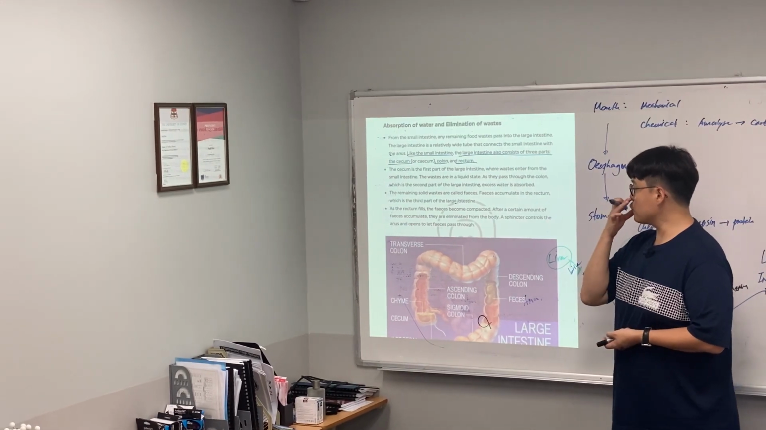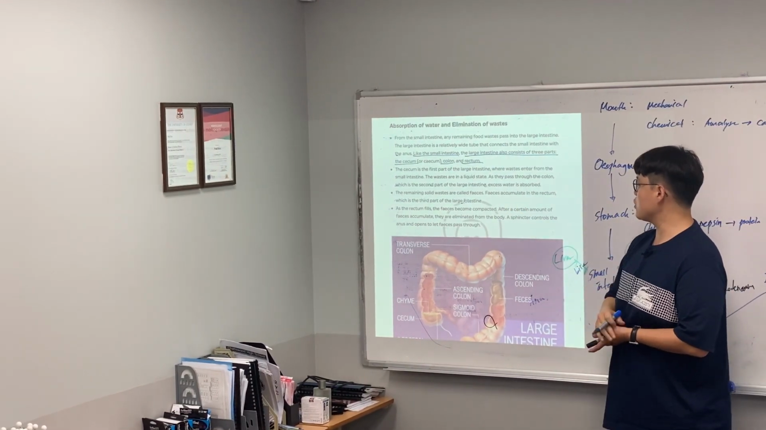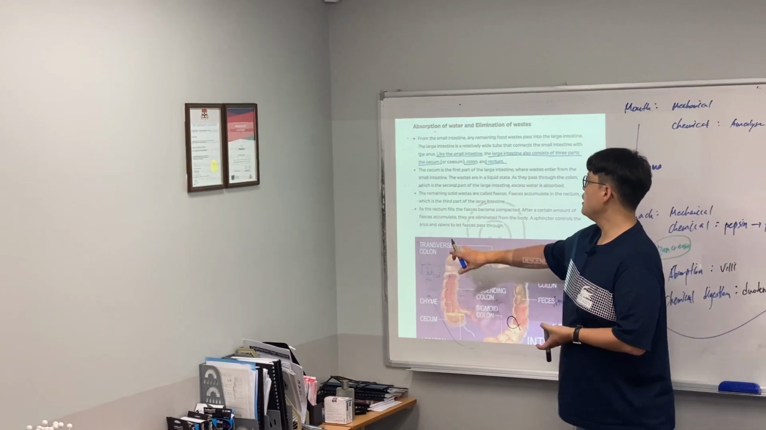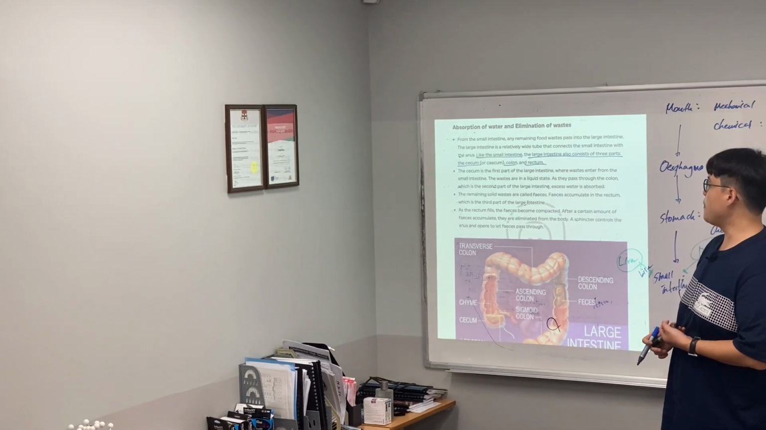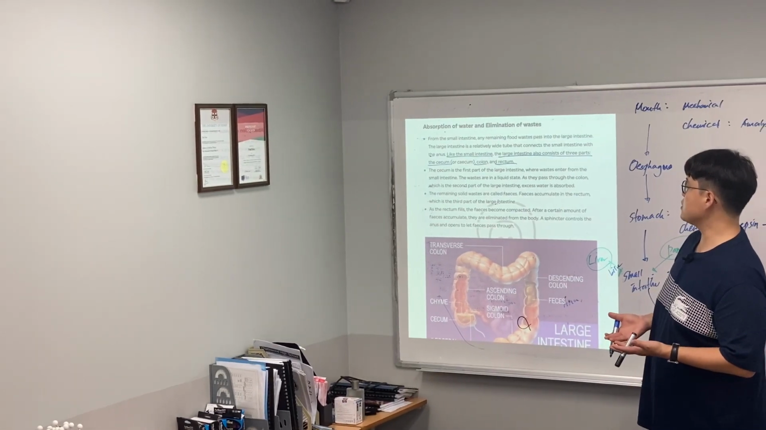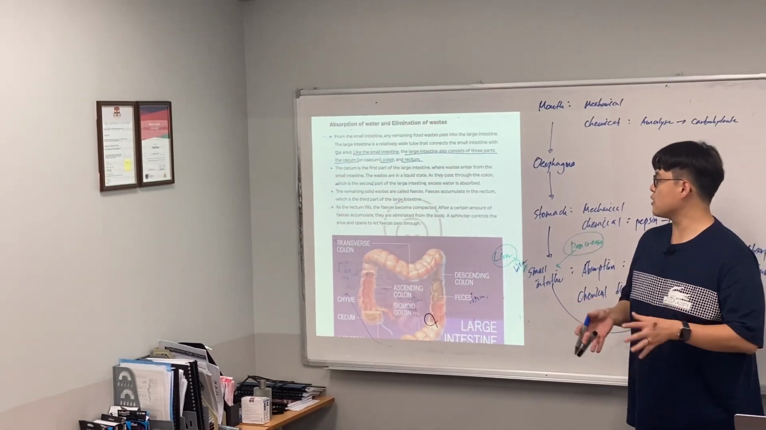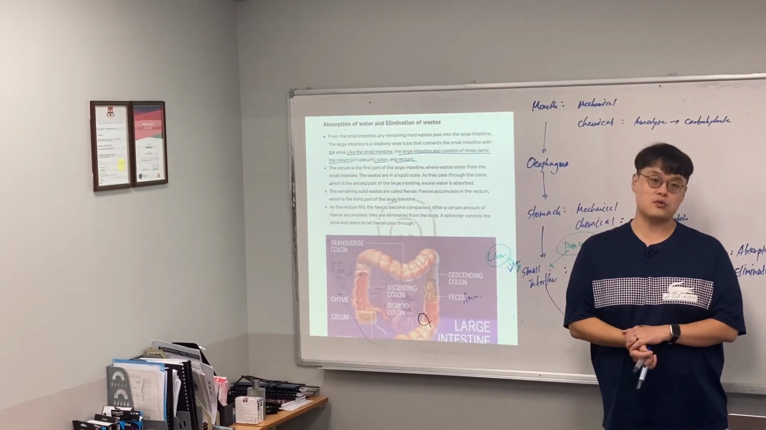The remaining solid waste is called feces. The feces accumulate in the rectum, which is the third part of the large intestine. As the rectum fills, the feces become compacted. After a certain amount of feces accumulates, they are eliminated from your body. The sphincter and anus control this and let the feces pass through.